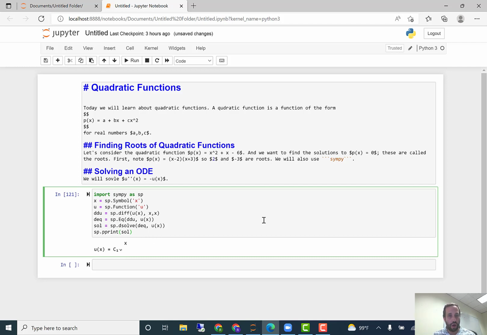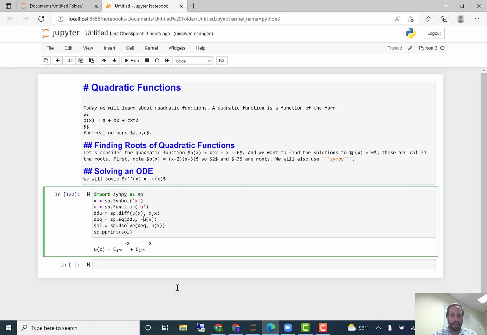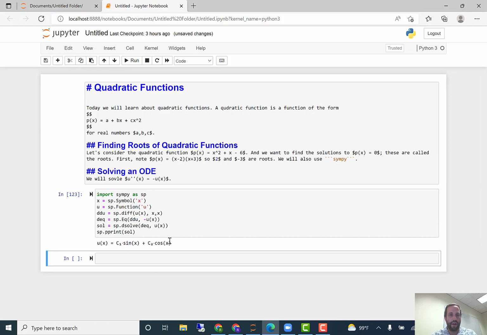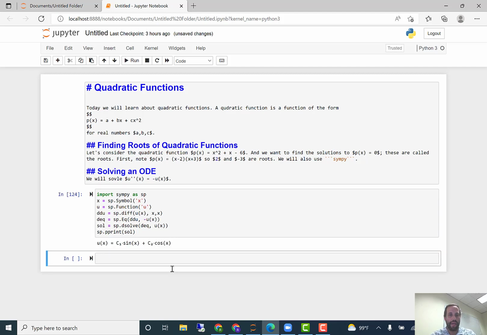And now when I solve this, now when I run everything, I should get a linear combination of cosines and sines. I need to have minus u here. Okay. So here I get a linear combination of cosines and sines. The one that I had before was u prime is equal to u. With a minus sign, you get c1 sine plus c2 cosine. Okay, so this is solving differential equations using Sympy.